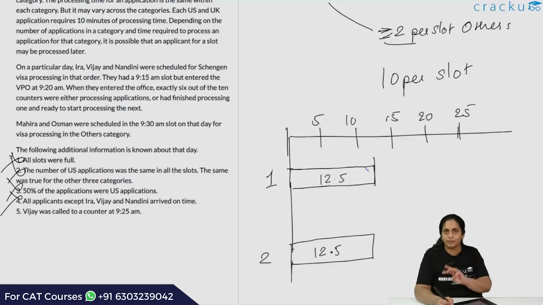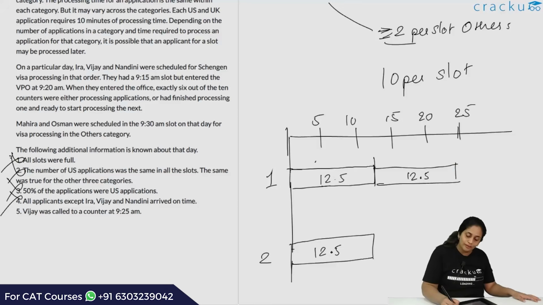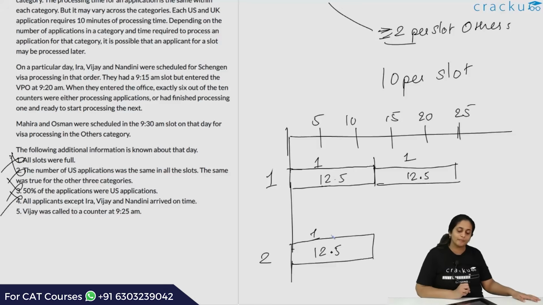Now at 12.5 minutes, there was a third applicant in the first slot. Schengen visa has 3 applicants per slot, right? So that third application is started and that will finish at 9:25. This will be the other 12.5 minutes. All of these are from slot 1, the 3 applicants from slot 1.